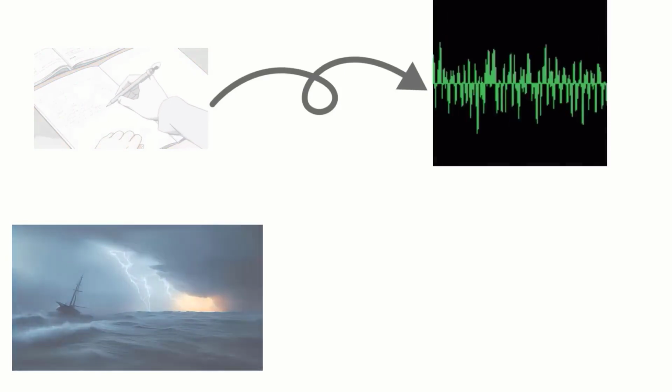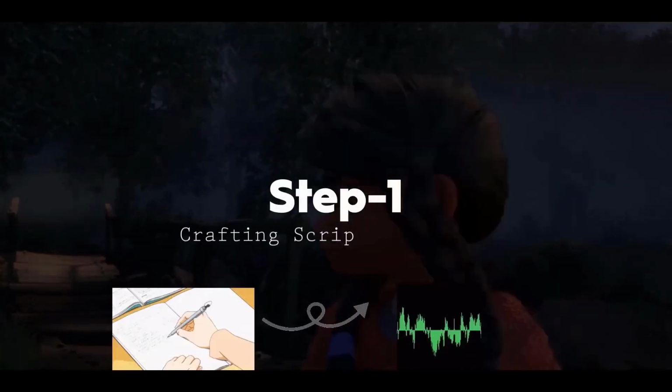You can watch the animation video I created myself at the end of the video. The approach is straightforward. First, write a script for the audio, and then create images for the videos. Step 1. Crafting script to audio.